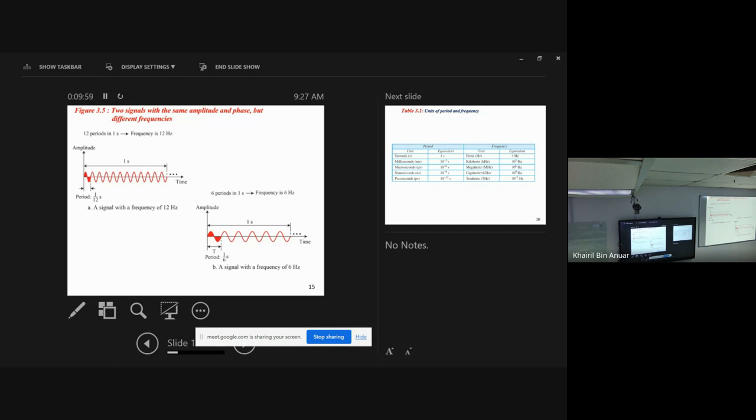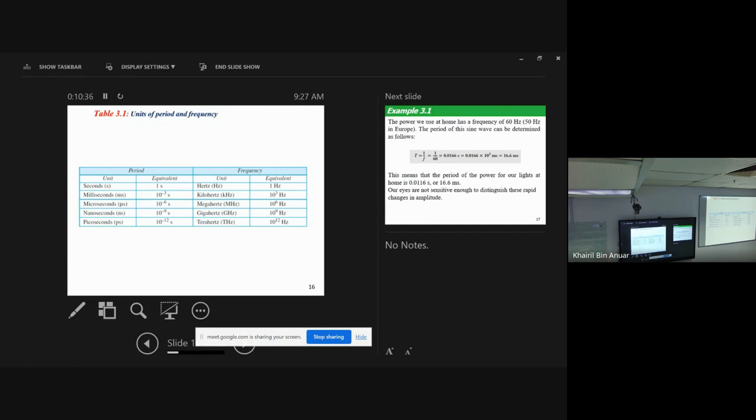Because frequency means how many times this similar pattern can be replicated in 1 second. So if you have 12 signals in 1 second, then you can say that you have a frequency of 12 hertz. And compared to this one, where you have a signal with perhaps fewer cycles, a 6 cycle, you can say that this is a 6 hertz frequency.